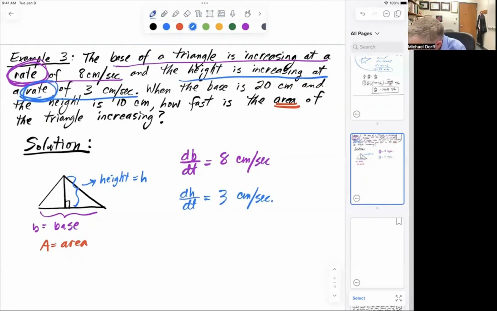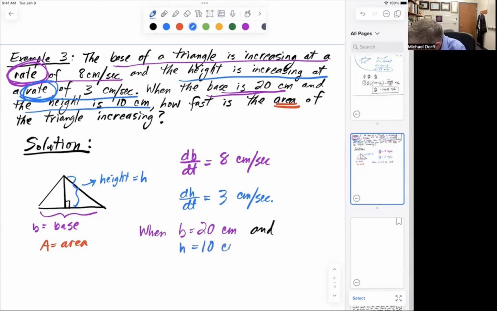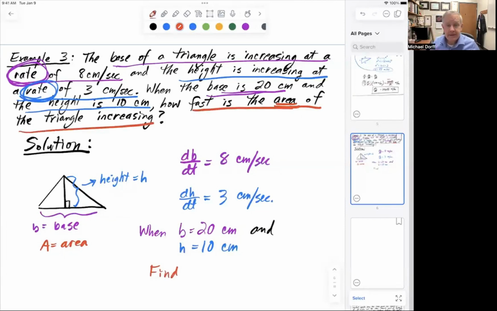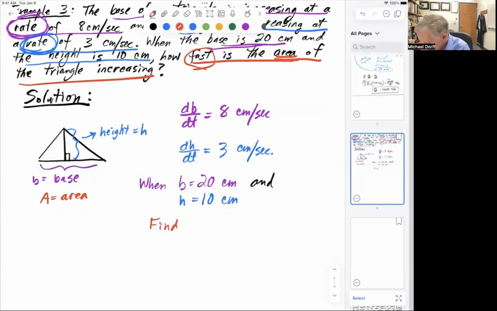All right, and it says then when the base is 20, so when B is 20 centimeters, and we're given the height is 10 centimeters. We're then supposed to find how fast the area of the triangle is increasing. How fast tells me it's a rate there, okay? Not how much, it's not the amount of the area, but it's how fast the area of the triangle is increasing. So that's going to be dA/dt. That's what we want to find.